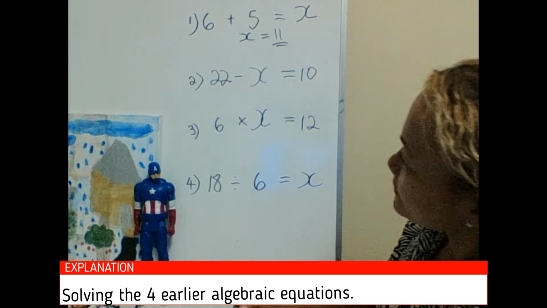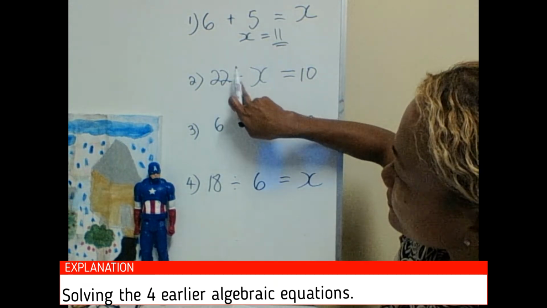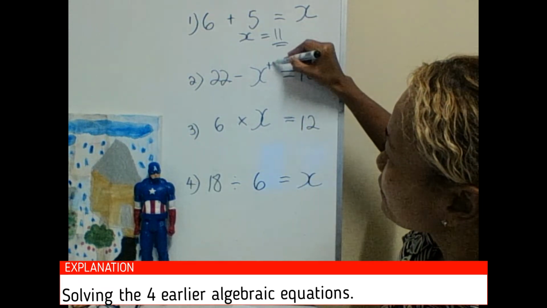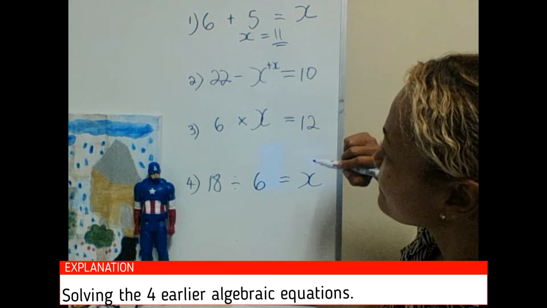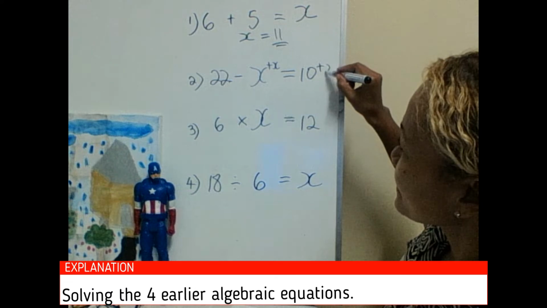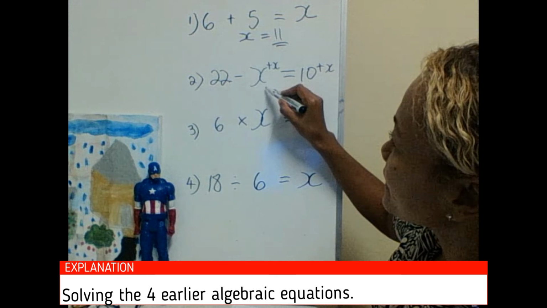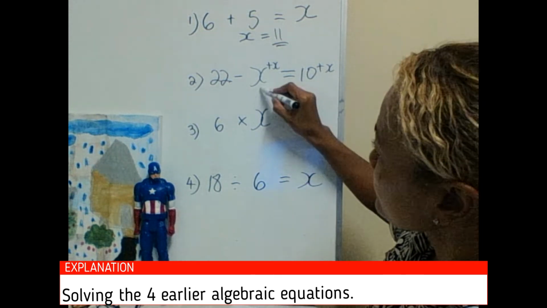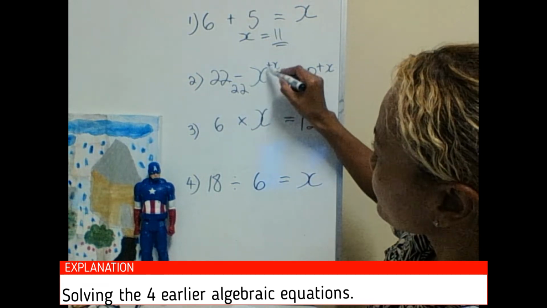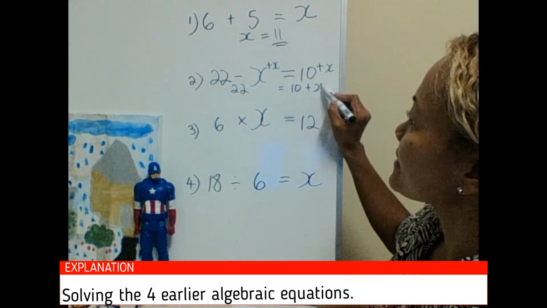So, in this case, if we have minus x on that side, what we can do is put plus x on that side, right? And also plus x on this side, right? This will mean then that we have 22. So these two have cancelled each other out. Is equal to 10 plus x.